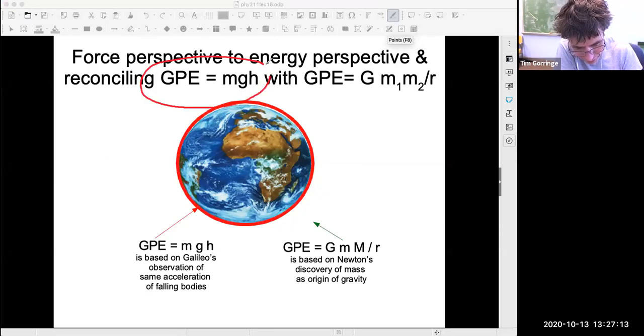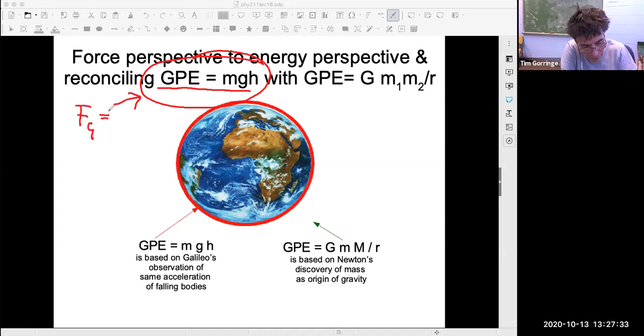We talked about gravitational potential energy earlier. We said it depended on the elevation of an object above the surface of the Earth, and we had this equation for it. And this equation we got from the gravitational force, mg.